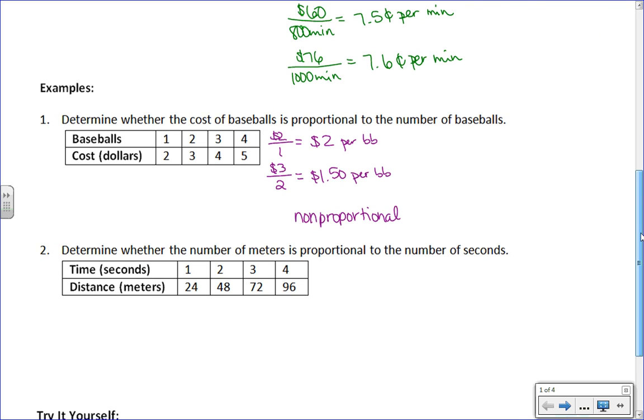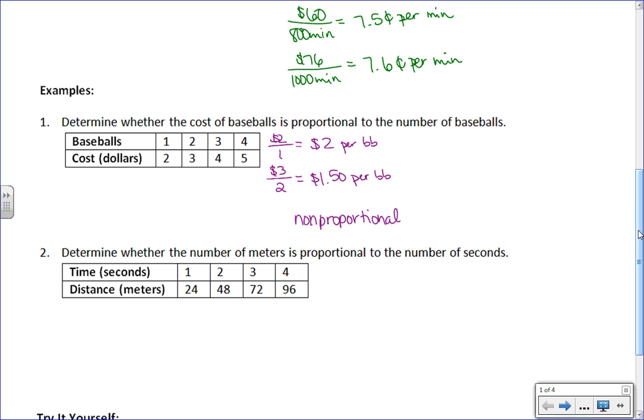Okay, and let's look at example number 2. Determine whether the number of meters is proportional to the number of seconds. So in the first one, I have 24 meters for 1 second. So as a unit rate, that's 24 meters per second. In the second one, that's 48 meters in 2 seconds, which when these are divided, comes out to 24 meters per second. So the same so far.